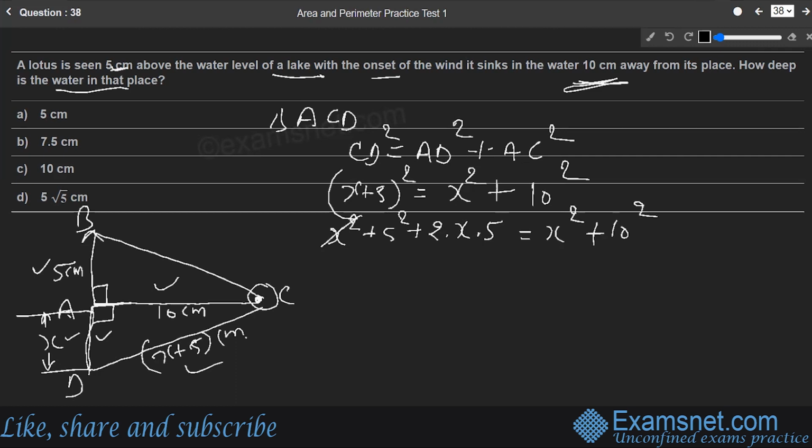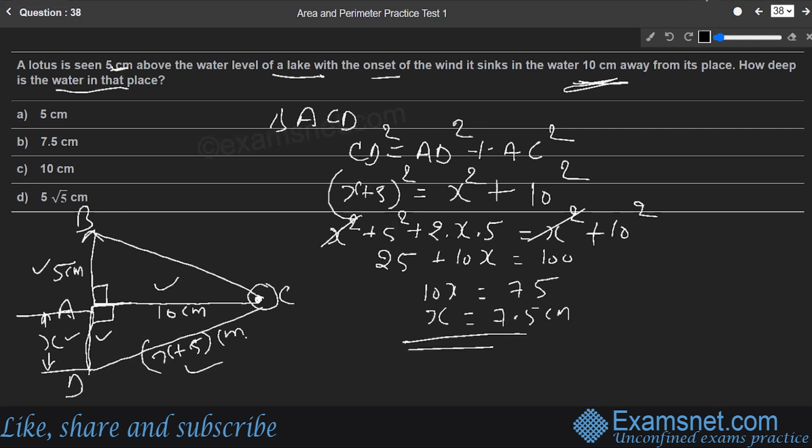The x square and x square get cancelled on both the sides. What we are left with is 25 plus 10x is equal to 100. Then the 10x value comes out to be 100 minus 25, that is 75, and the x value comes out to be 7.5 centimeters. So that is the width, that is the depth he was asking for, how deep it is inside the water. So the answer has come out to be 7.5 centimeter. It is available in option number B, so that becomes the right answer.